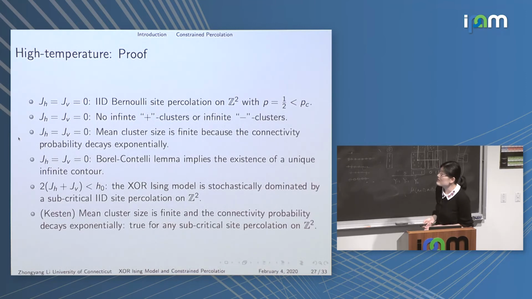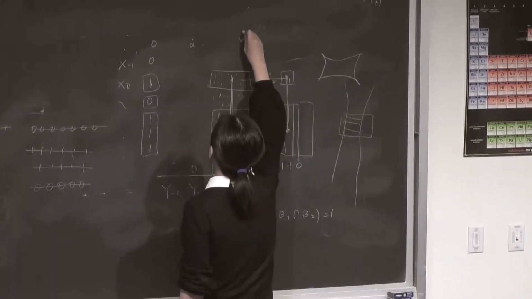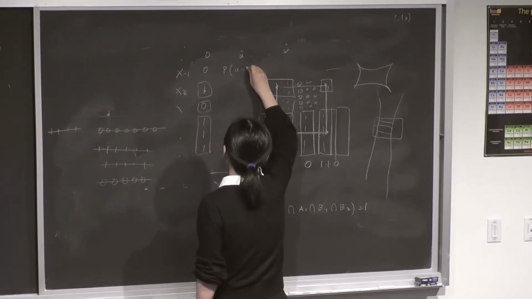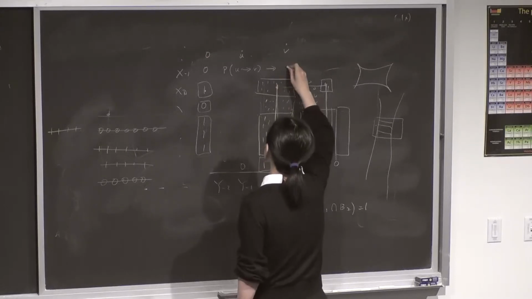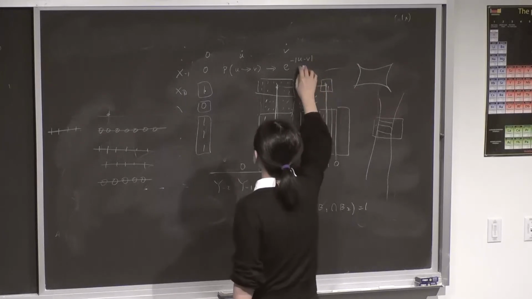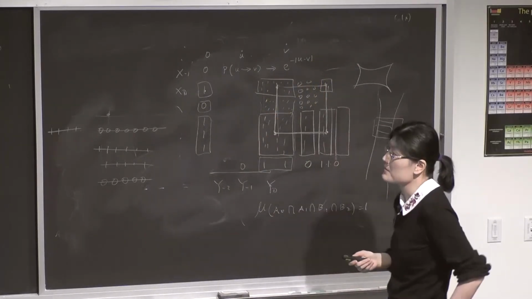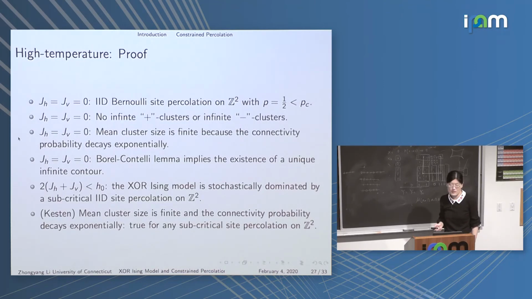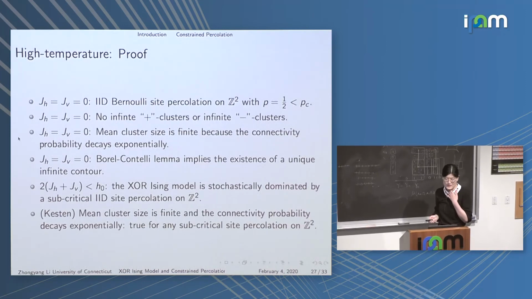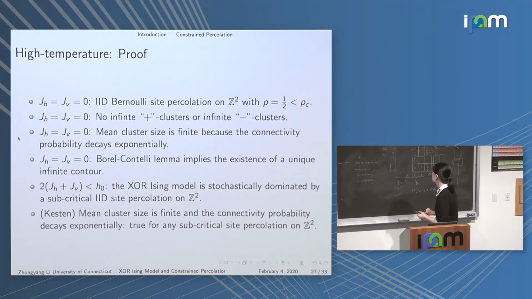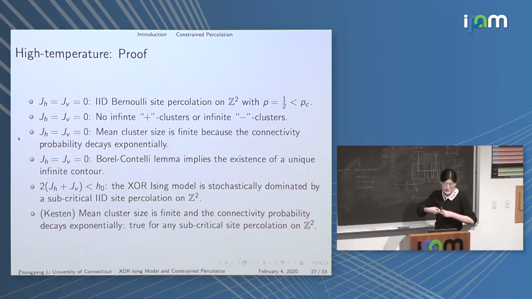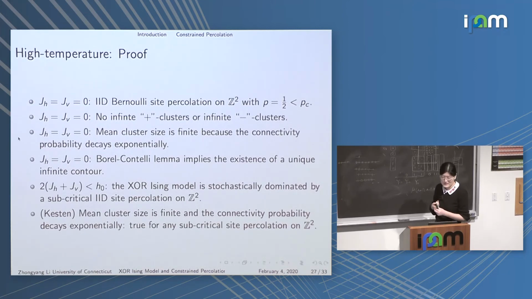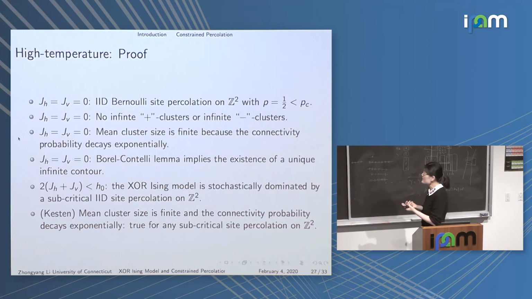And because the connectivity probability decays to 0 exponentially fast, that means if you have two vertices u and v, the probability that there is a path joining u and v decays to 0 exponentially fast in the distance of u and v. This is actually true for all the subcritical Ising site percolation. Then we use the Borel-Cantelli lemma. Then we can show that there exists a unique infinite contour because there are no infinite clusters.